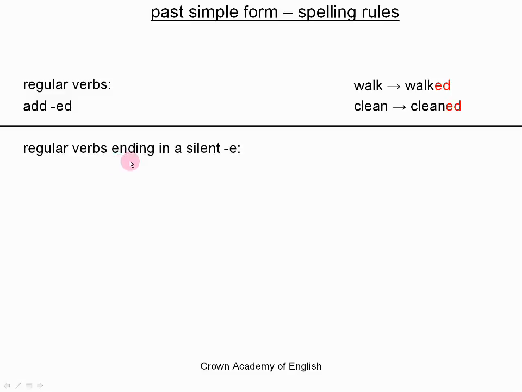For regular verbs which end in a silent e, then we just add a letter d. Okay, we do not add ed because there is already an e at the end. Example, die, died. Close, closed. And many others.